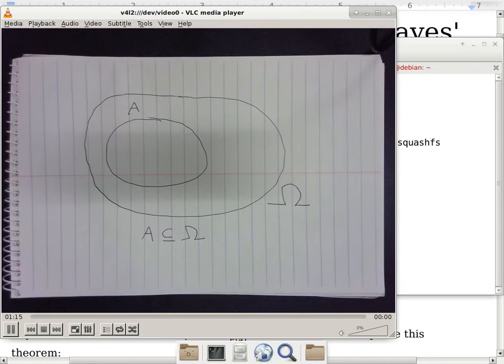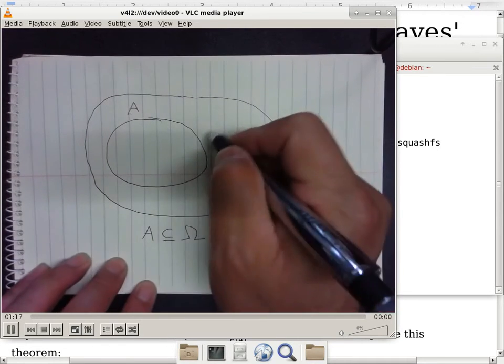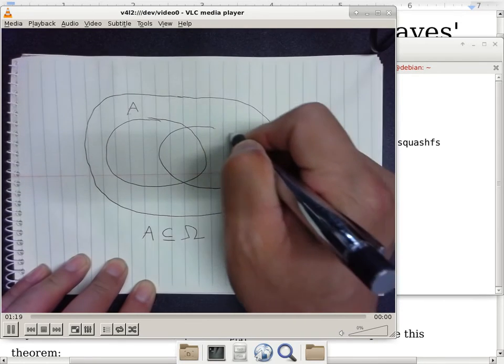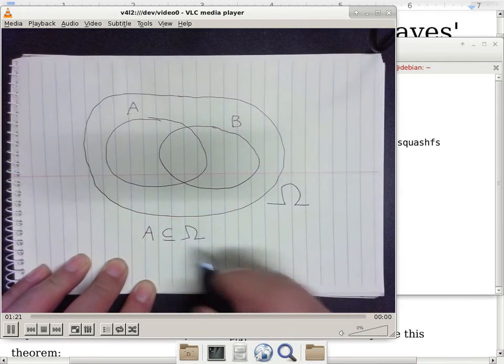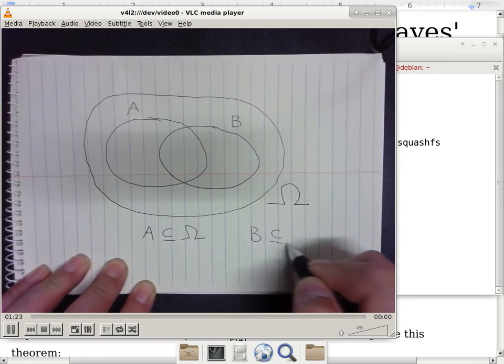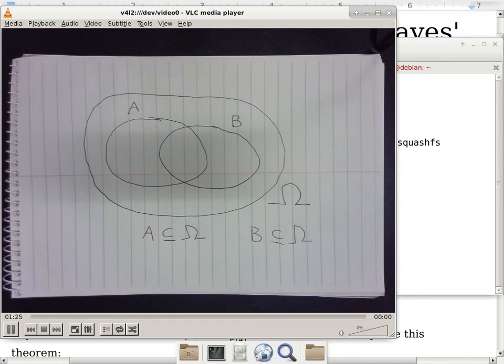And we'll just also pick another subset B, and I'll just make it overlap with A. So in this case we have B. B is also a subset of omega. Once again, B can also be omega itself, but when B is omega, it's not very interesting. Okay. So now you can see that there are portions of A that are not in the intersection, and there are portions of B that are not in the intersection.